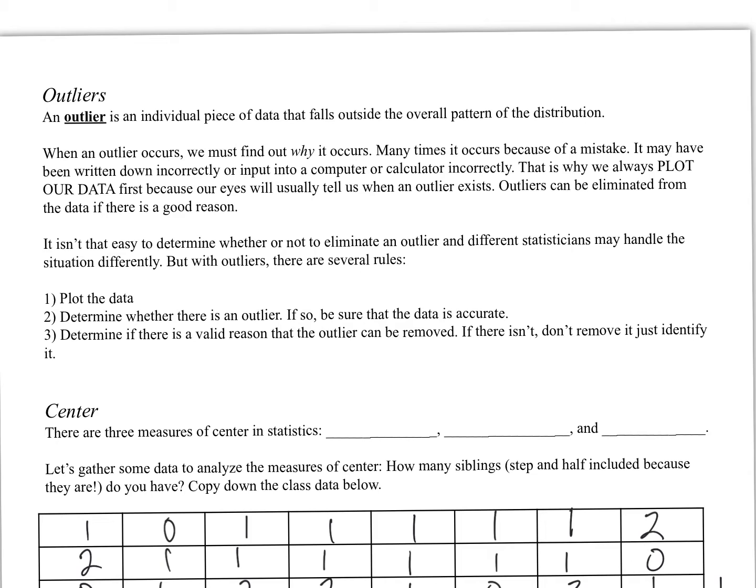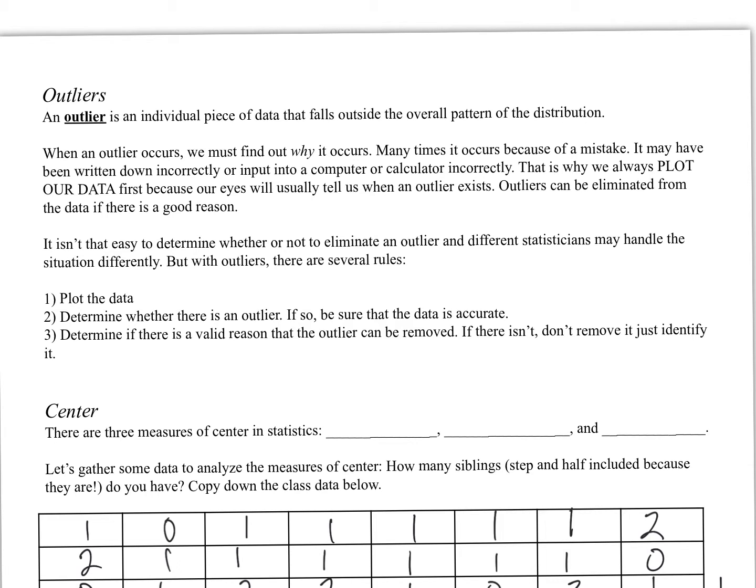The next thing that we're going to talk about briefly here is outliers. Now we'll get more into outliers later on in this section, but an outlier is an individual piece of data that falls outside the overall pattern of distribution. And it does say individual here, but depending on how large of a data set you are looking at, you might have more than one outlier. But by definition, it's a single piece of data.